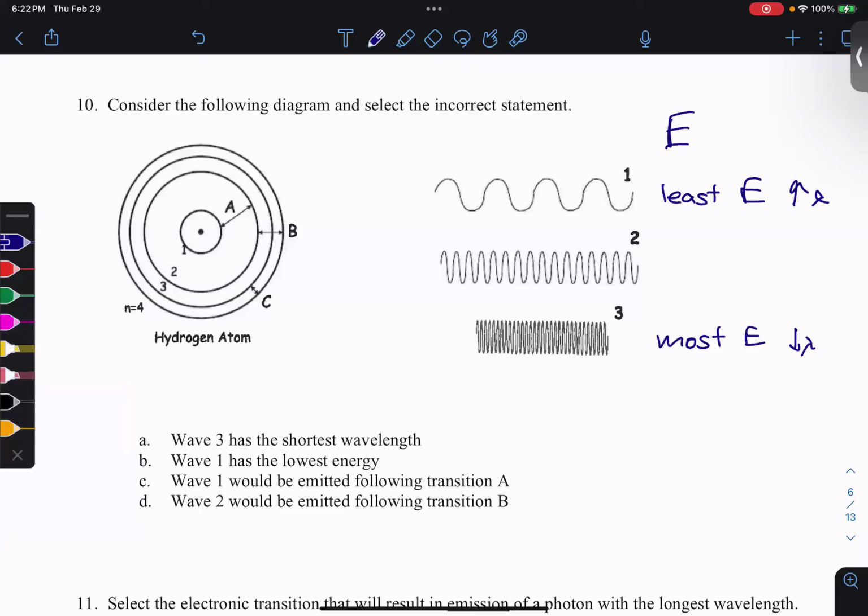All right, so which of these waves is A? 1, 2, or 3? It is 3, yes, so A. And then which transition relates to the low energy wave? This would be C, and then B would be the middle.